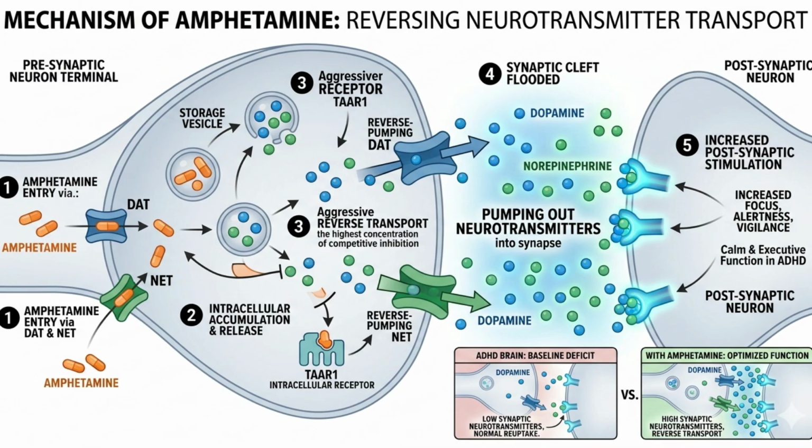Because of that TAR1 signal, the DAT and NET transporter pumps do something incredible. They literally flip and begin running in reverse. Instead of vacuuming up loose neurotransmitters from the cleft, they act as fire hoses, aggressively pumping dopamine and norepinephrine out into the synapse. The result is a massive, sustained flow of neurotransmitters in the synaptic cleft.